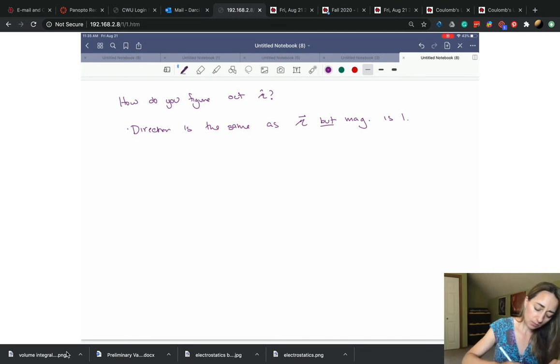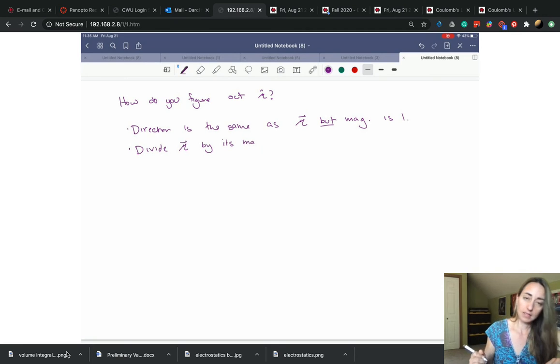So how do you do this? Well, if I divide the vector r by its magnitude, I'm just left with a vector that has the same direction as r, but has a magnitude of 1. Let me try that again. That's what we're going to do.